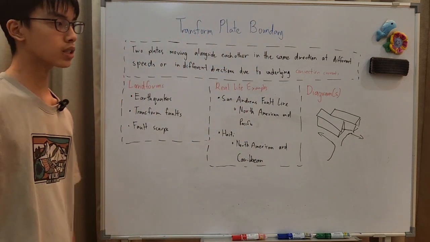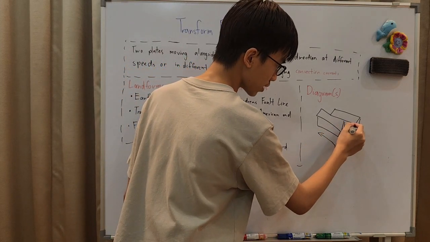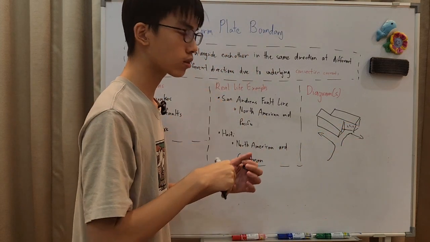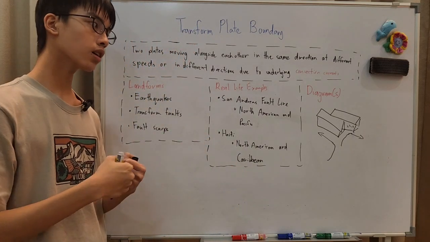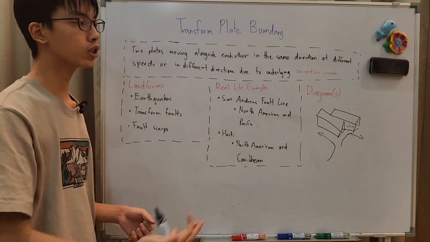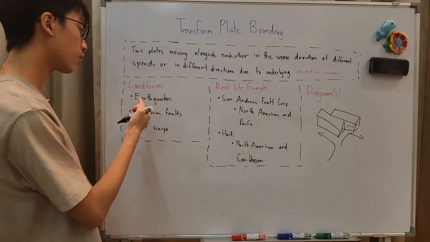Landform wise, you have earthquakes. Because of the buildup of pressure here, you might have different rocks and stuff, so it might get pivoted in or something, it might get stuck, and they still want to move, but they're getting stuck. So it builds up pressure, builds up tension, and after a while, it will release all the tension in the form of earthquakes.